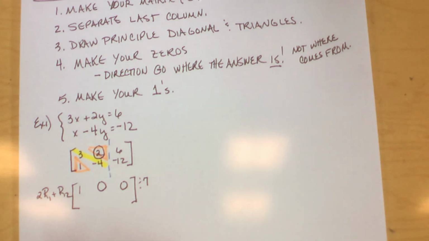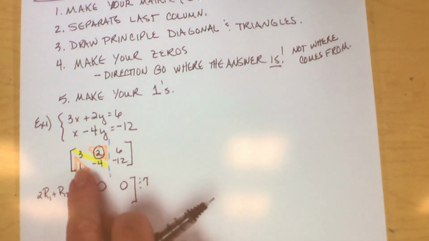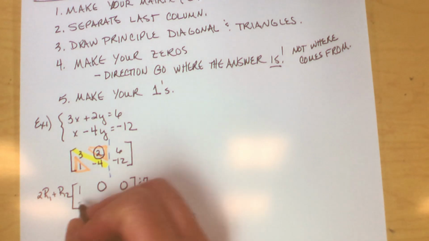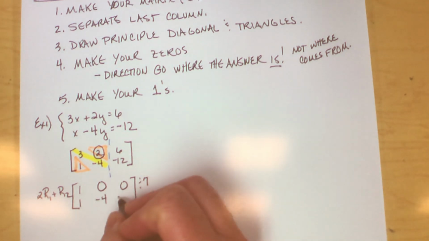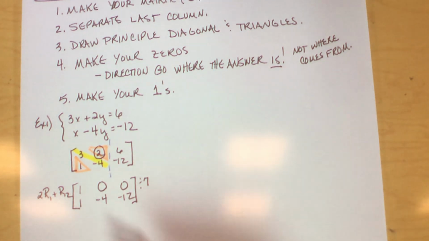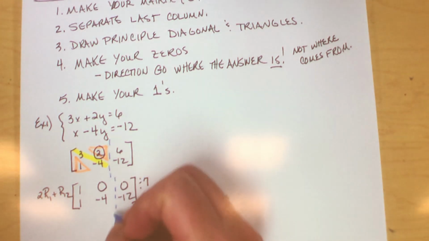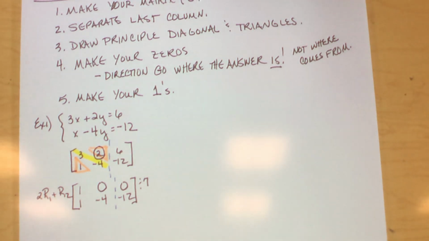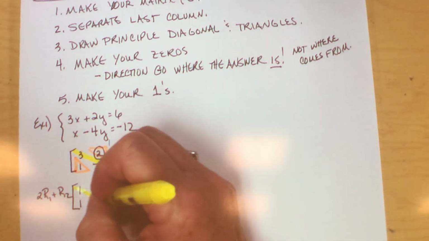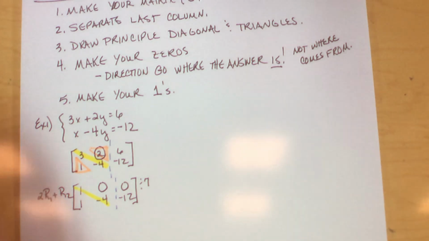Okay? Now, all we're going to do is write this last row down. 1, negative 4, negative 12. When you get really good, you can do it all in one step, okay? And then we're gonna do the same thing. We're gonna divide off this last column. We're gonna draw our principal diagonal and make our triangles.